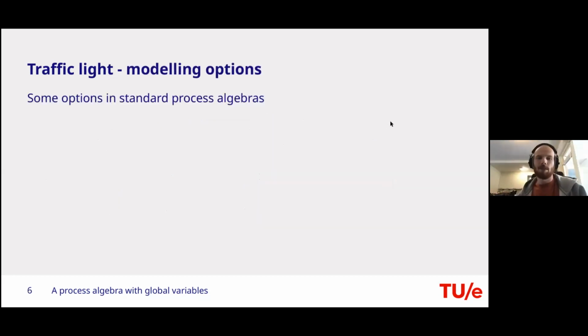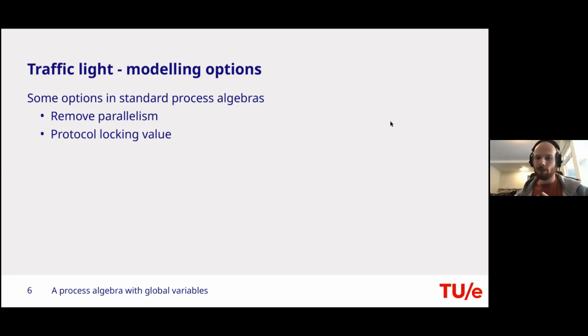But how would you actually model this in standard process algebras? One way would be to just remove the parallelism, to just have one process that both performs the car action, so the drive and the brake, and changes the traffic lights. But that's kind of inelegant, and if you have a large number of parallel components, this becomes kind of tedious because you would need to do the linearization by hand.